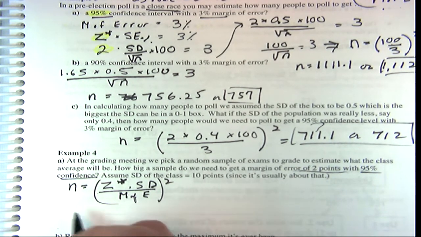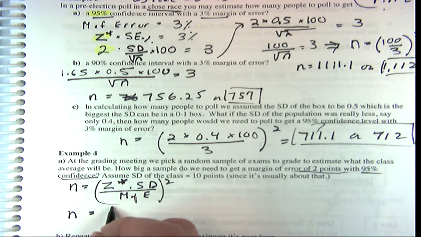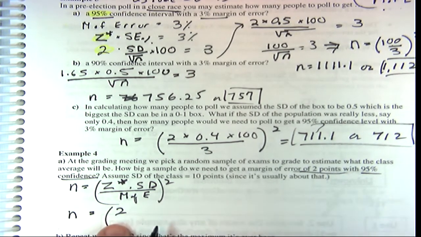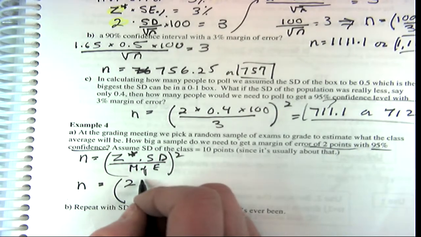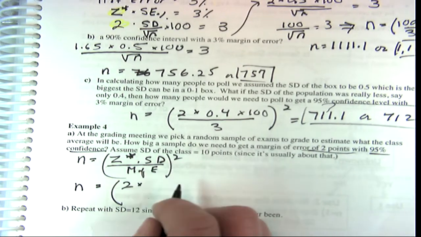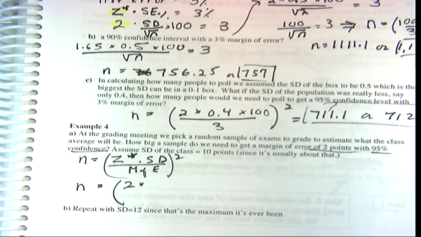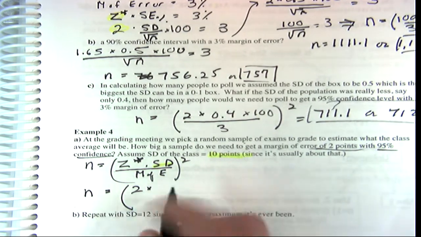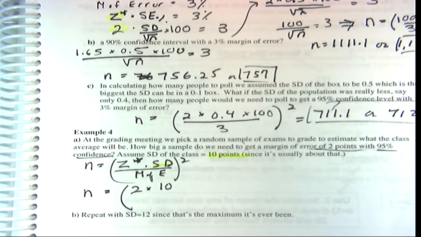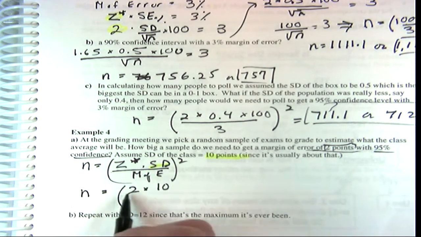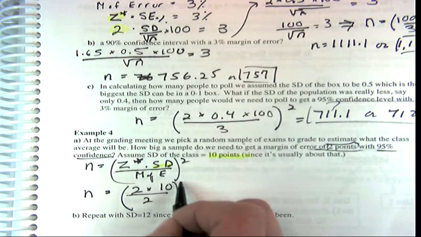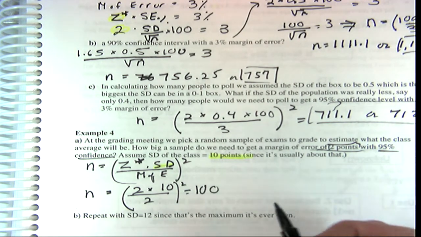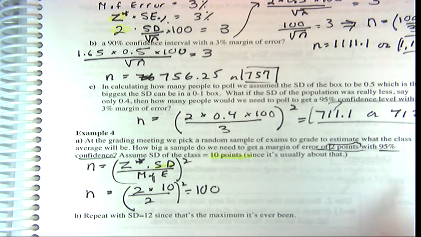Okay, so this is a z star. Then what would we get? We'd get n is equal to 2 for the 95% times our standard deviation, which is what? 10, so that would go in here. And if we assume this margin of error at 2 points, that's our margin of error here. And so that would be 100. That would be a lot.